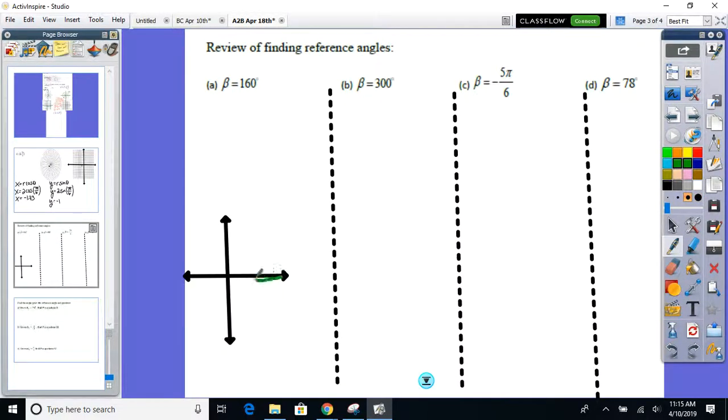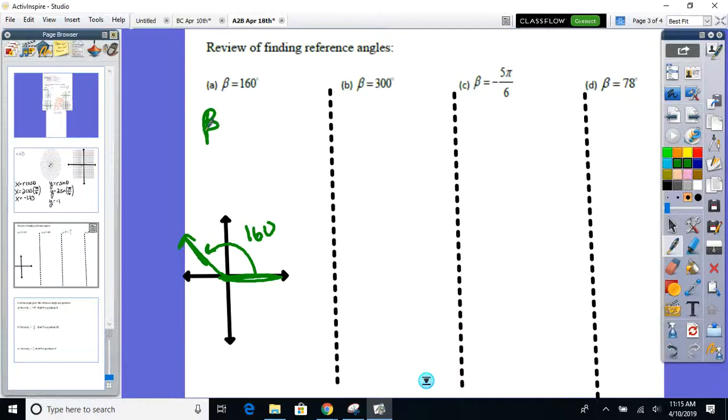Second quadrant. Right, here's 160. Anybody remember where the reference angle was? Yeah, it is 20, but where is it? It's formed by this side and the x-axis. Always the x, never the y. We okay on why it's 20? 180 minus 160, 20.